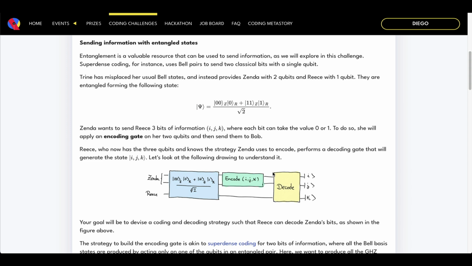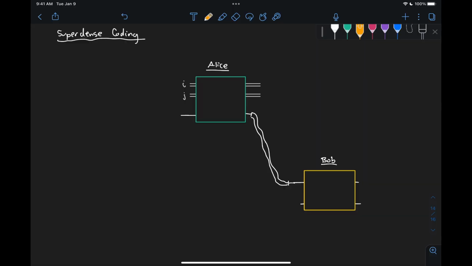Now, let's first do a quick recap of how the conventional superdense coding protocol works. The idea is that Alice has 2 classical bits. Here we denote them as I and J. The whole point of this protocol is that we can encode those 2 classical bits into only 1 qubit that she can then send to Bob, and then he can perform some unitary operations to decode exactly what I and J are. Now, obviously, it's not as simple as this.